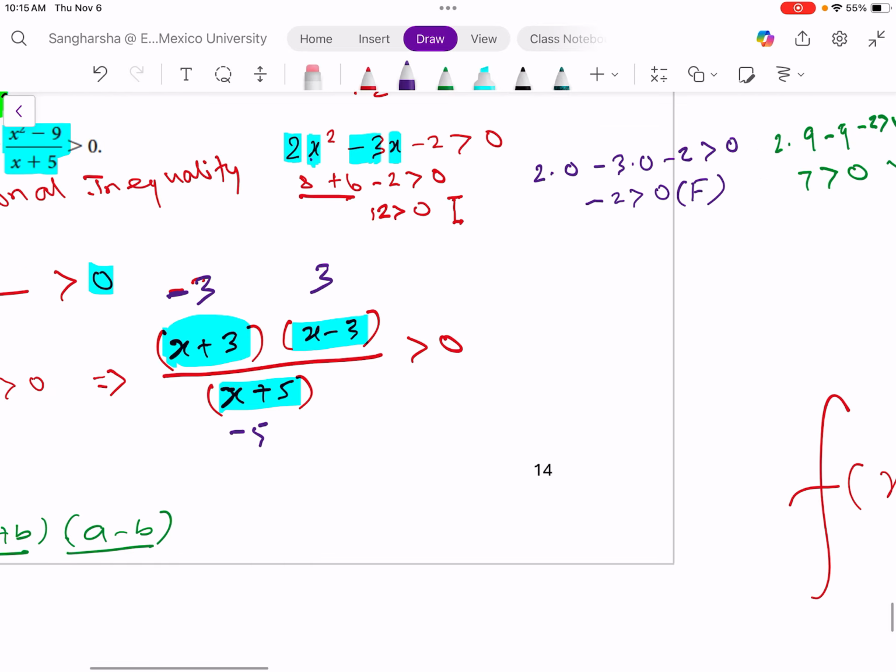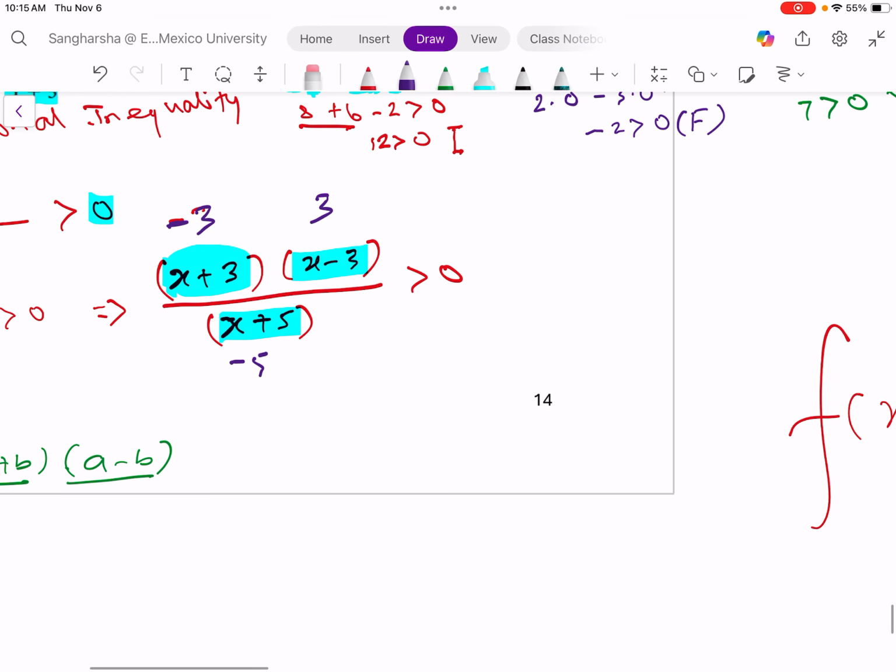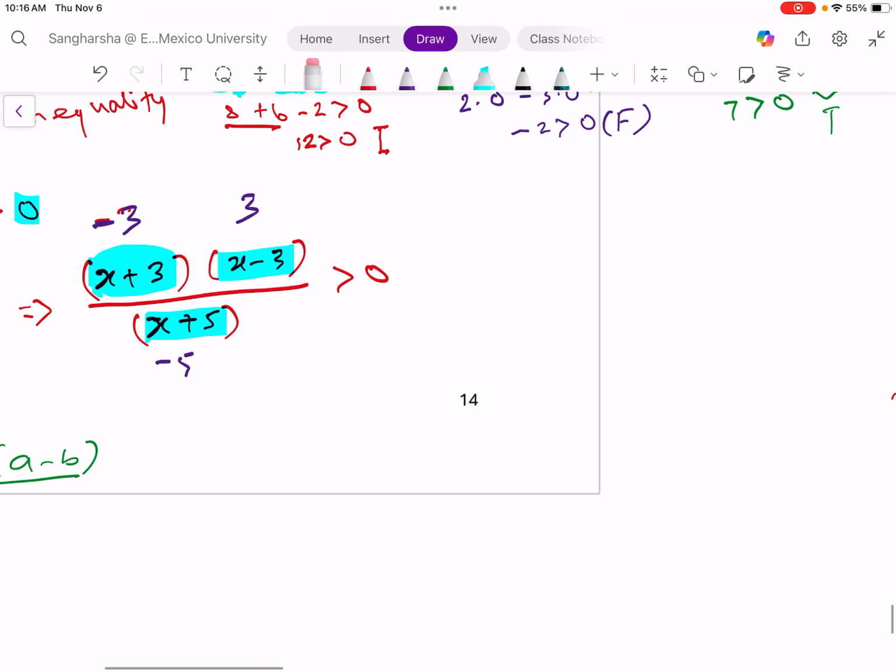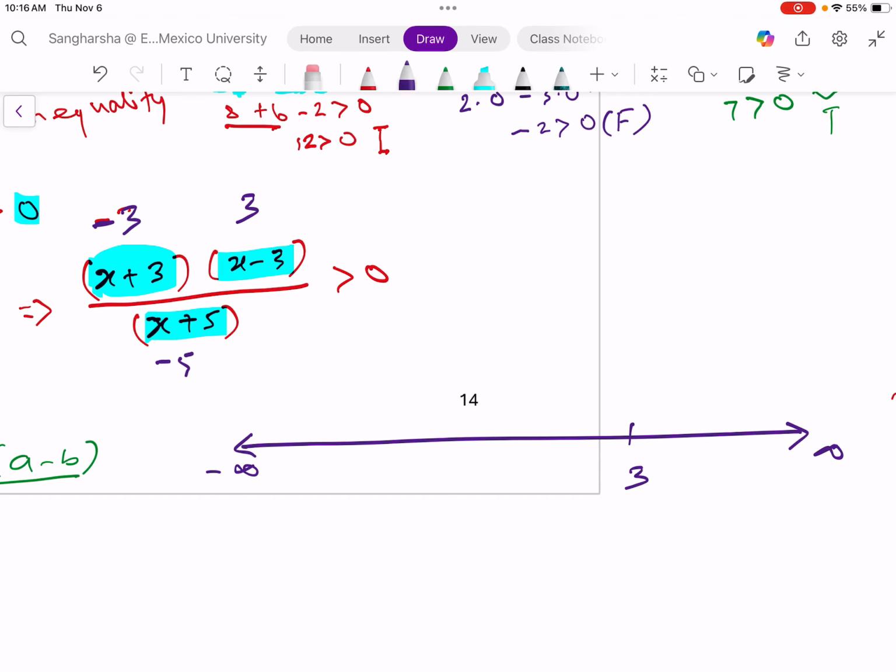So let's draw a number line. We are using the zeros. So this is negative infinity, positive infinity. Positive 3 is somewhere here, negative 3 is here, and negative 5 has to be on the left side. Make sure these numbers are in order. Now, out of these three zeros, which are the solution?